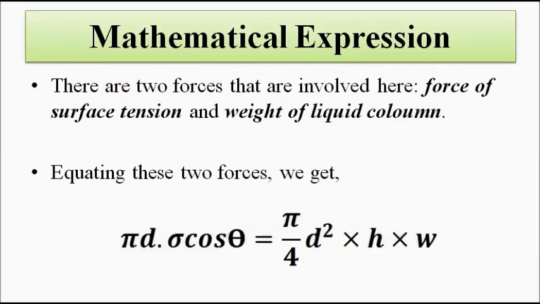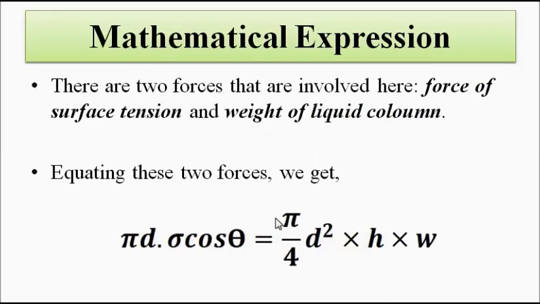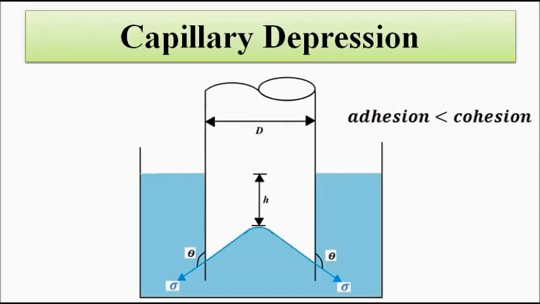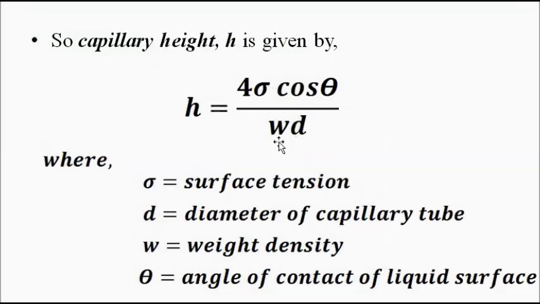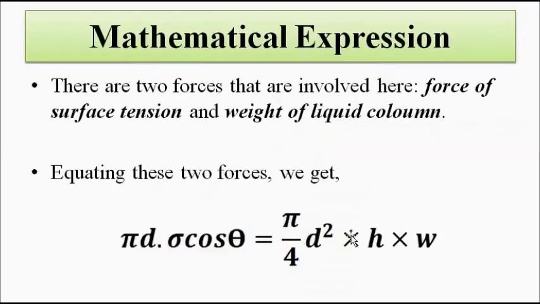So do not get confused: here the diameter of the tube is written in capital D, and in the equation I have written it in small d by mistake. Small d is the diameter of the capillary tube. So it is the diameter of the tube.